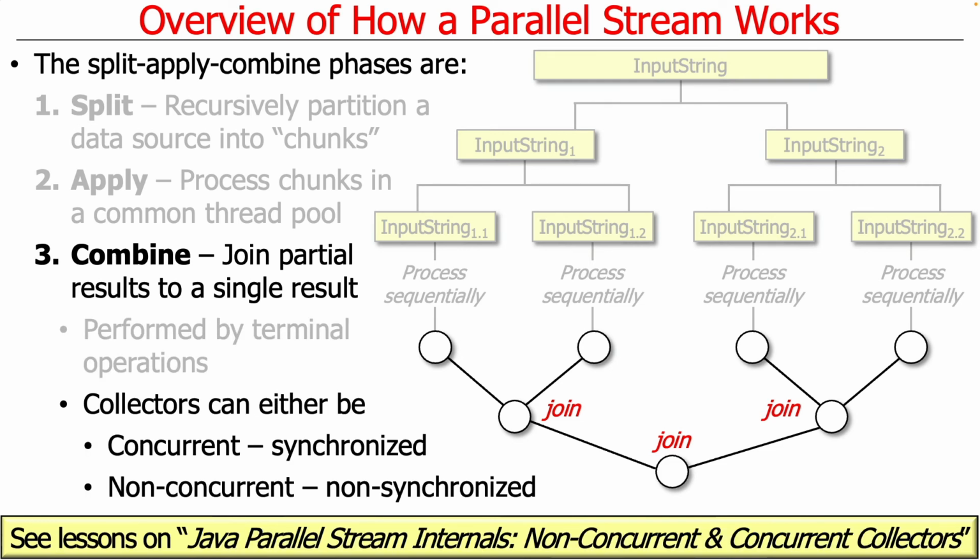Something else that we'll talk about in more detail, collectors can either be concurrent, which means that there's only one mutable result container that's synchronized so that different threads can collect into it, or non-concurrent, which means that each thread does the assembly locally, and then the results are merged as we go up the tree to the final reduced result. So non-concurrent collectors don't require synchronization because they're never accessed from multiple threads simultaneously. In contrast, the concurrent collectors are accessed by multiple threads concurrently, so they need to be synchronized. And we'll talk about some of those things later.